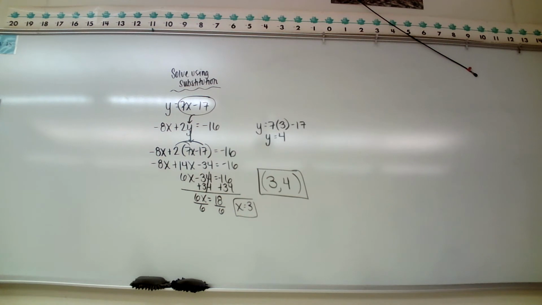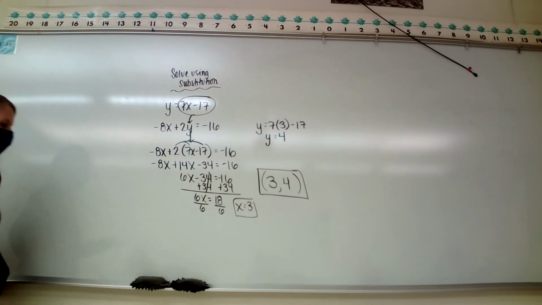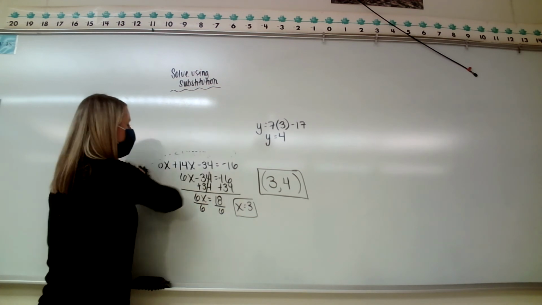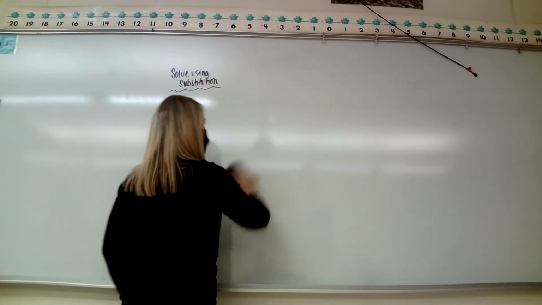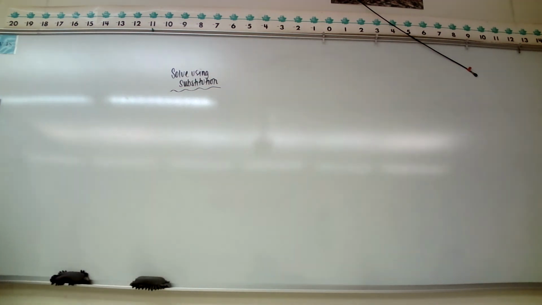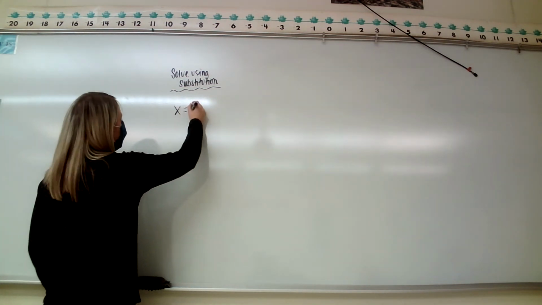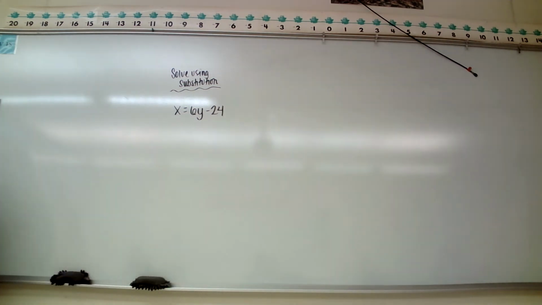All right, let's try another one. So I just want you to see that sometimes it's y equals, sometimes it will be x equals. You just have to kind of pay attention. It doesn't really matter as long as you have one of the variables isolated. So let's do one with x equals, and I'm gonna have you guys try one. So let's do x equals 6y minus 24, and then x plus 4 equals 6.